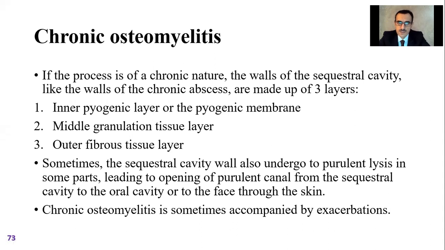If the process is of a chronic nature, the walls of the sequestral cavity, like the walls of a chronic abscess, are made up of three layers: the inner pyogenic layer or pyogenic membrane, the middle granulation tissue layer, and the outer fibrous tissue layer. Sometimes the sequestral cavity wall also undergoes purulent lysis in some parts, leading to opening of a purulent canal from the sequestral cavity to the oral cavity or to the face through the skin. Chronic osteomyelitis is sometimes accompanied by exacerbation.